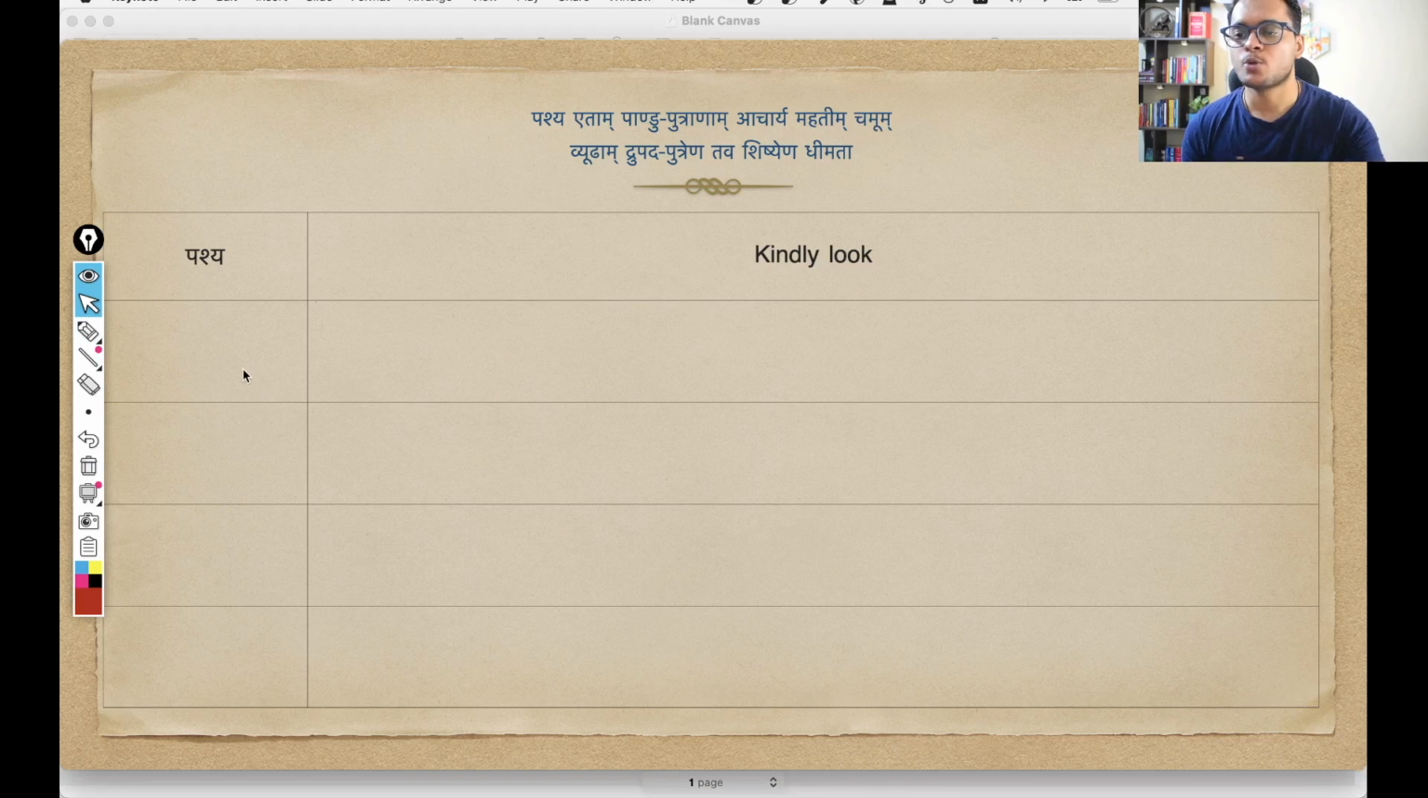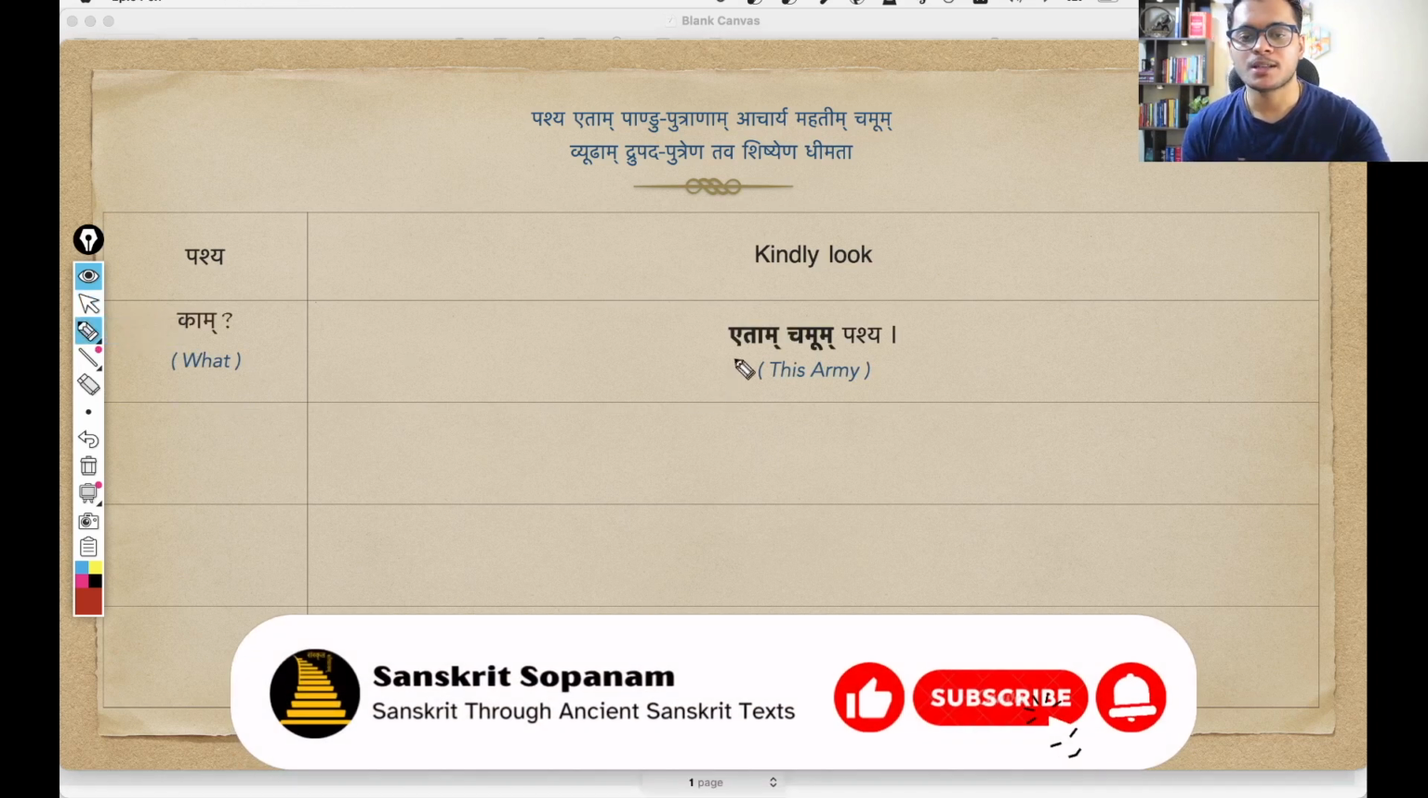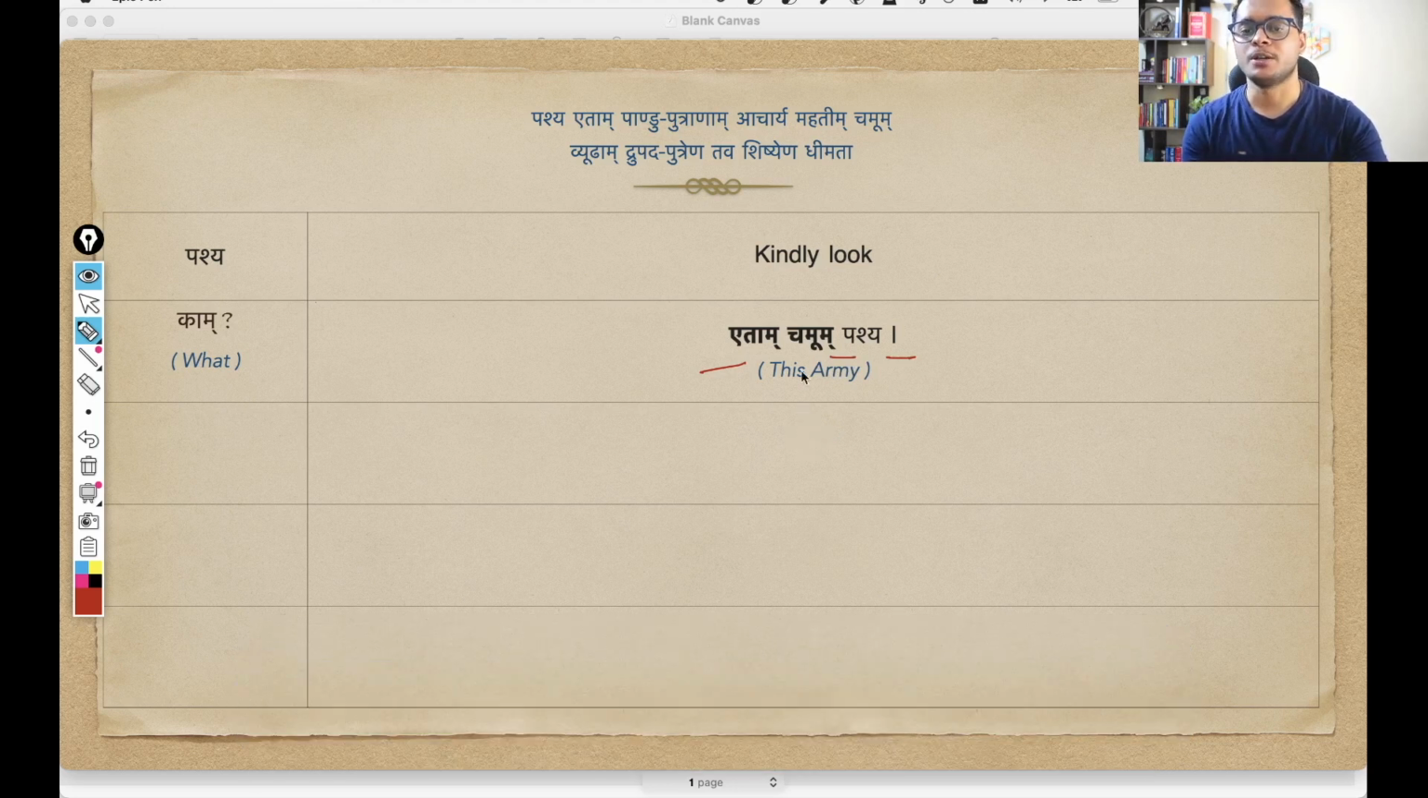Immediately a question will pop up: kam, what do I look at? In response, the answer is etam chamum pashya. So this army, etam chamum, this army. First let's take this word chamum. Chamu means army, you can guess, and it is a feminine gender word. Again, whenever we have a dirgha form of matra, see here, you have a long u, a dirgha u.